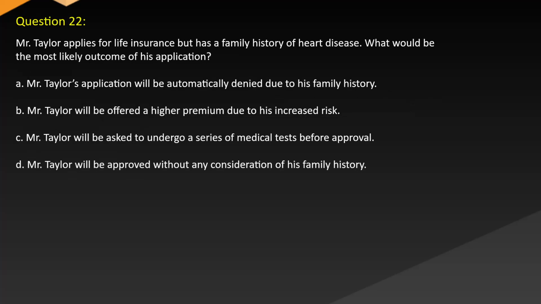Question 22. Mr. Taylor applies for life insurance but has a family history of heart disease. What would be the most likely outcome of his application? A. Mr. Taylor's application will be automatically denied due to his family history. B. Mr. Taylor will be offered a higher premium due to his increased risk. C. Mr. Taylor will be asked to undergo a series of medical tests before approval. D. Mr. Taylor will be approved without any consideration of his family history.